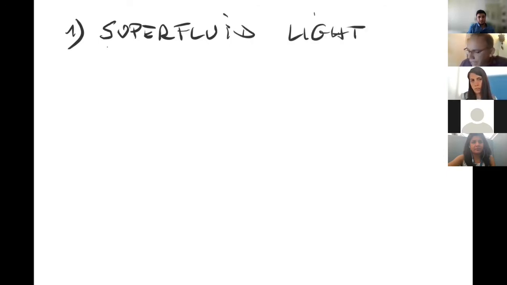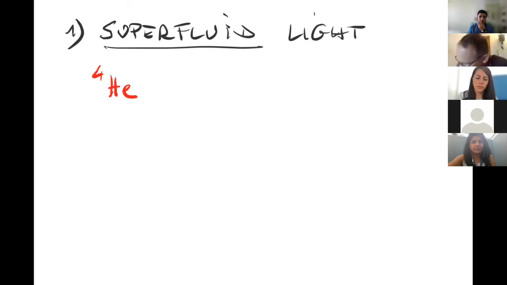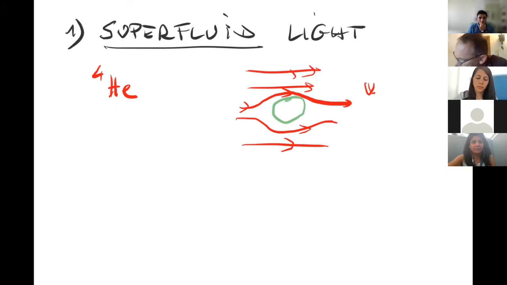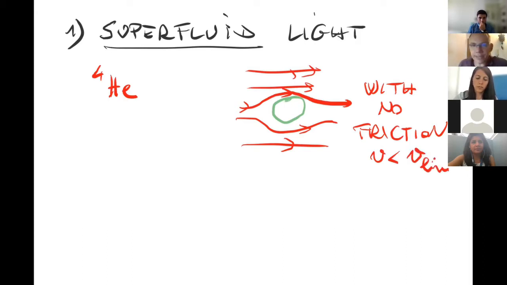So superfluid means a fluid which is able to flow without friction. And the most known example is helium-4, where you can make a flow of liquid helium around an obstacle. So if you put an obstacle in liquid helium, helium will be able to flow around it with no friction. This, of course, provided the velocity is smaller than some limiting velocity, which typically takes the name of Landau velocity, after Lev Landau.